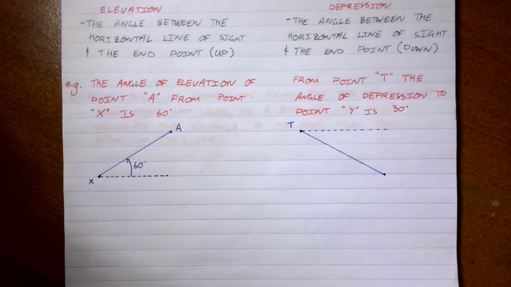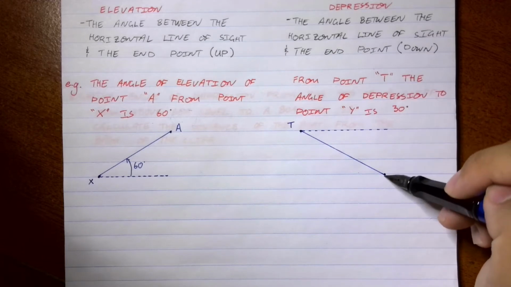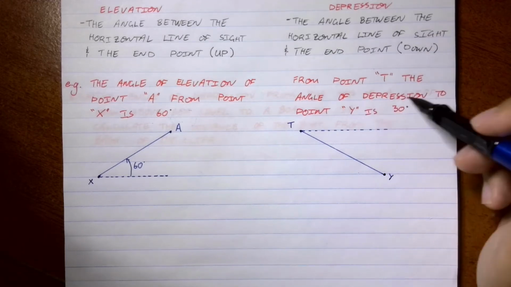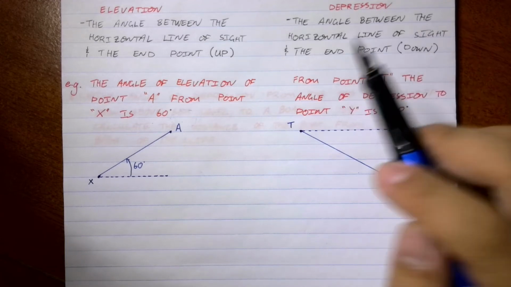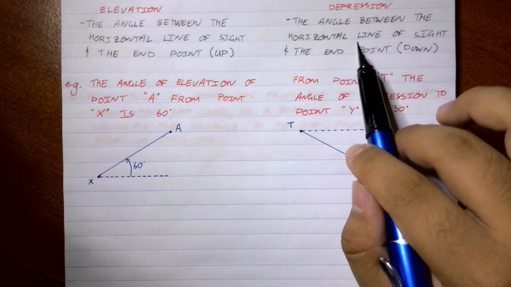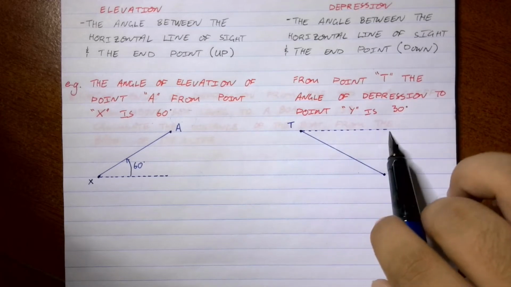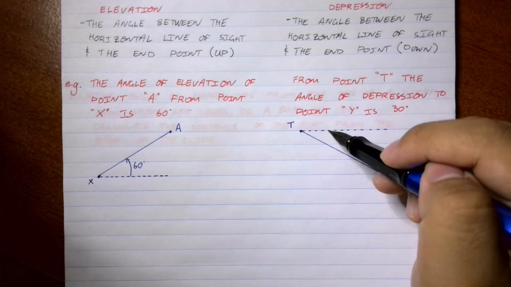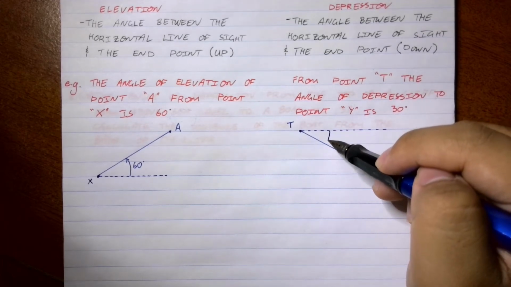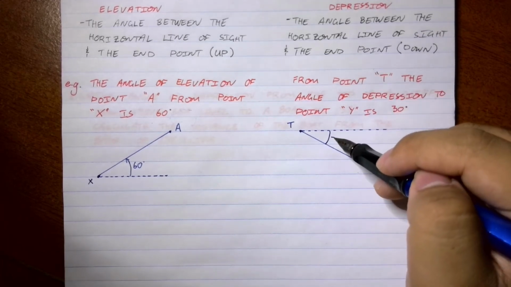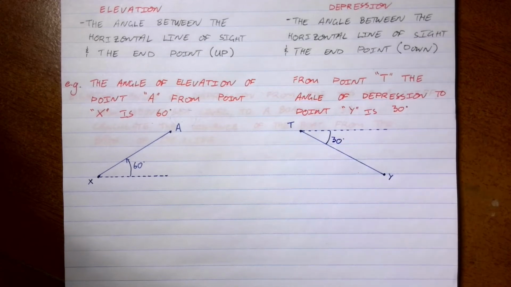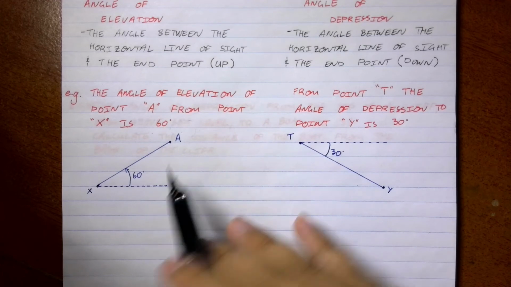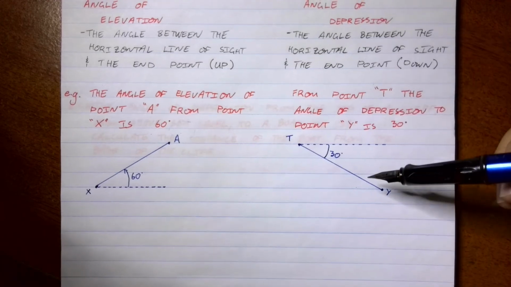like so. And this here must be point Y, and the angle of depression is always in between the horizontal line of sight, so that's the line of sight, and the end point. So they stopped looking down towards Y. So it's going down this way. That there is 30 degrees. So angle of elevation is an example. Angle of depression, here's one example.